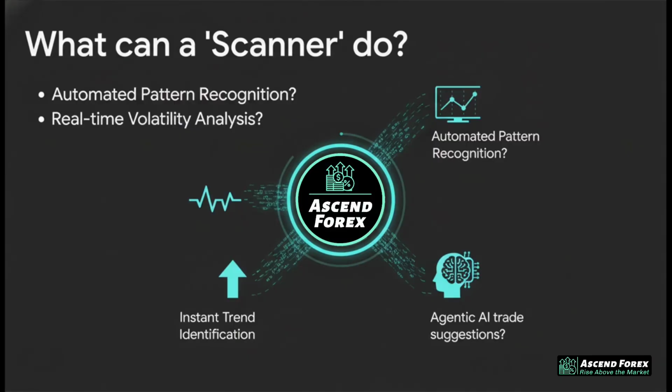So, the million-dollar question, what happens when you hit that button? Well, this is where Ascend Forex completely changes the game. A smart chart scanner, what does that even mean? We're not just talking about some automated pattern recognition. No way. This is about real-time volatility analysis that puts you miles ahead of the curve. It's about instant trend identification. But the real kicker? This is about agentic AI. An AI that doesn't just sit there and analyze data, it actively hunts for opportunities for you. It suggests trades. This isn't an upgrade, people. This is a full-blown revolution right in the palm of your hand.